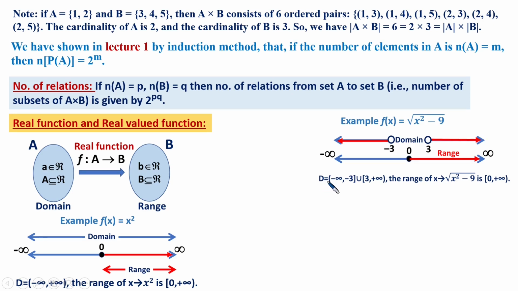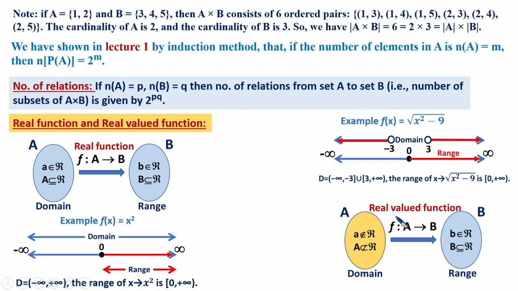So I can write this as domain is minus infinity to minus 3. This should be a closed circle. So union of this plus this is 3 to plus infinity, and the range of x going to the square root of x square minus 9 is 0. Again this 0 is included because for x equal to 3, square is 9 minus 9 is 0, so 0 is included to plus infinity. So this is the range.